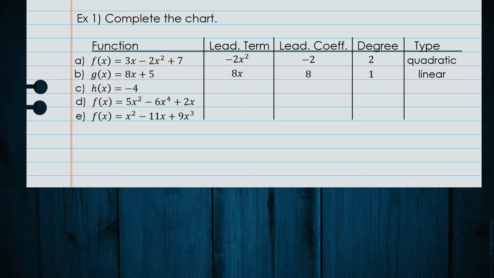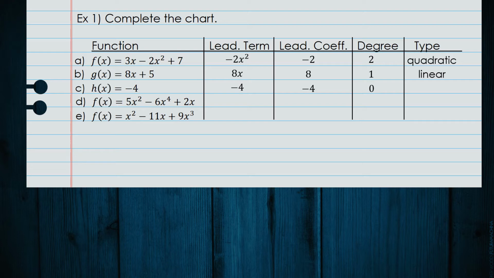For C, we look at the leading term, or in this case, the only term, which would be negative 4. Next, to identify the leading coefficient, well, the coefficient is the number part, which is still going to be negative 4. For the degree, we need to look at the highest exponent. In this case, because you do not see a variable, it's understood to be x raised to the power of 0, because we know anything raised to the power of 0 is equal to 1. So there is an imaginary x raised to a power of 0. Although we don't see it, it is there.